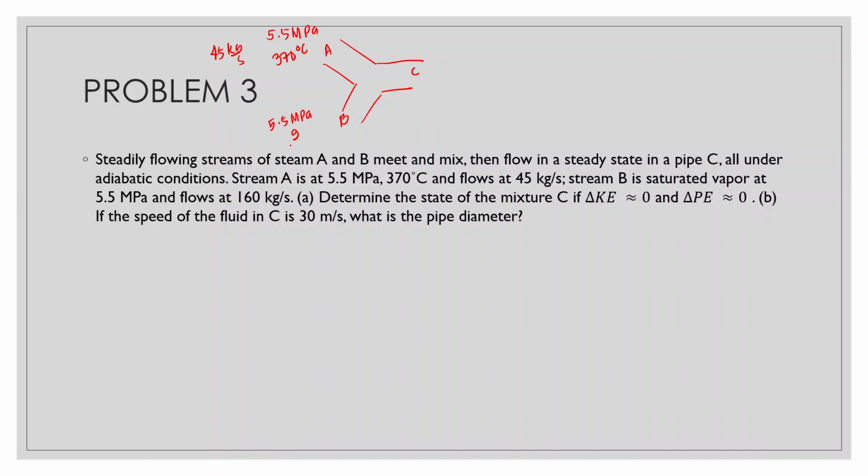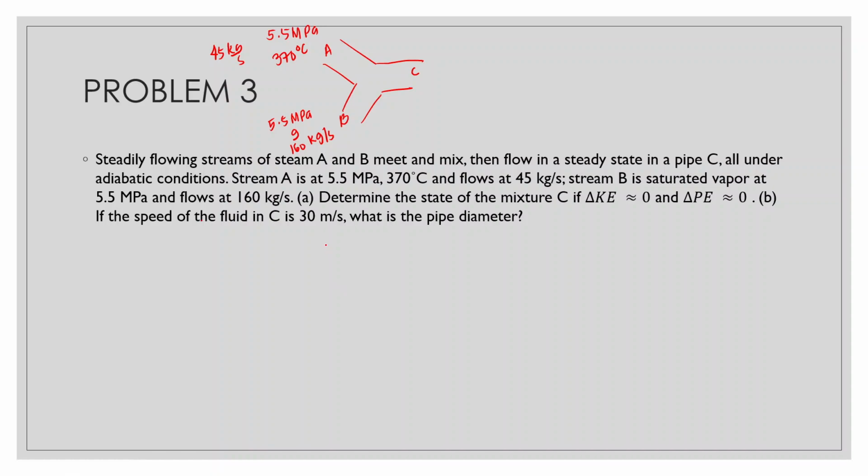At 160 kg per second. Determine the state of the mixture C. If delta KE and delta P is 0. B, if the speed of the fluid in C is 30 meters per second, what is the pipe diameter? Okay.